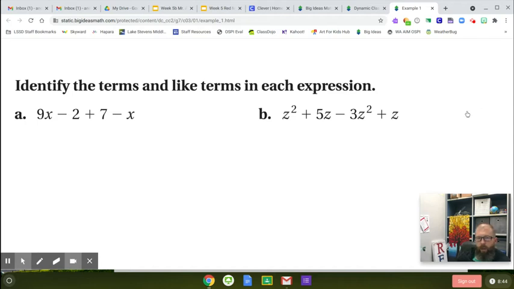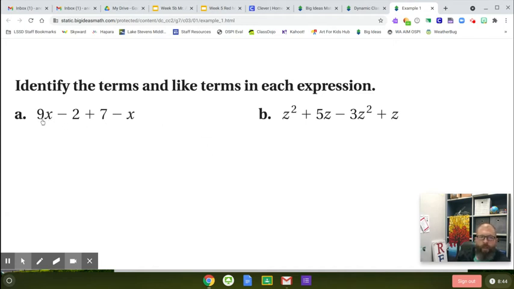So 3.1, this is example 1, and we're getting into some algebra stuff, and we're going to have some new terms to learn. So make sure you have your notes open. The key ones here are terms and like terms. So you need to know what terms are and what like terms are, and they're in the notes. It's highlighted. So let's take a look here.